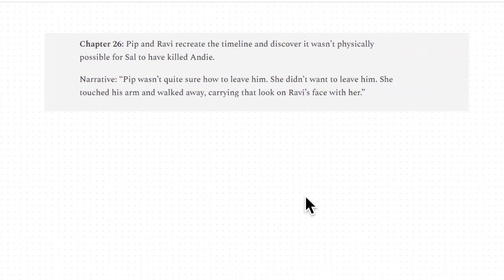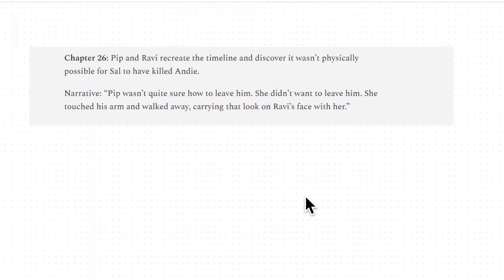Chapter 26. Pip and Ravi recreate the timeline of the night of the murder using the timestamps on the photos on Max's Facebook. And they discover it wasn't physically, scientifically possible for Sal to have killed Andy. The narrative line is, Pip wasn't quite sure how to leave him. She didn't want to leave him. She touched his arm and walked away, carrying that look on Ravi's face with her.